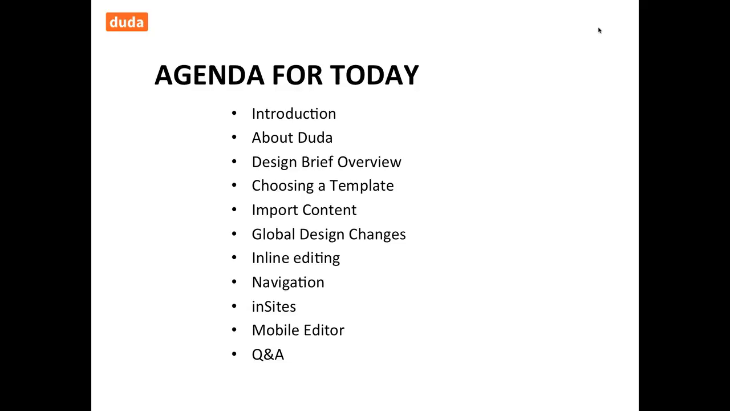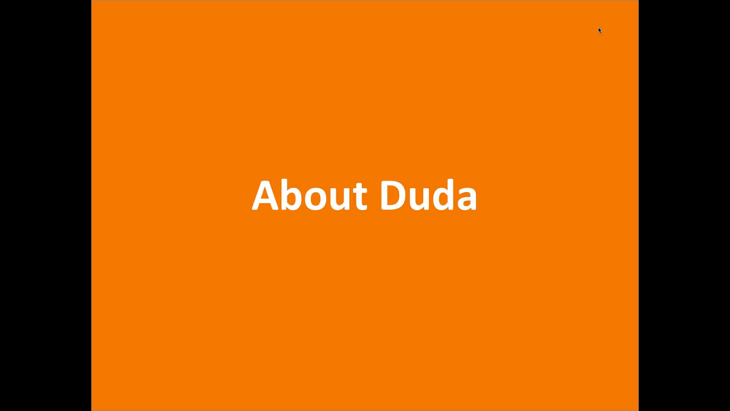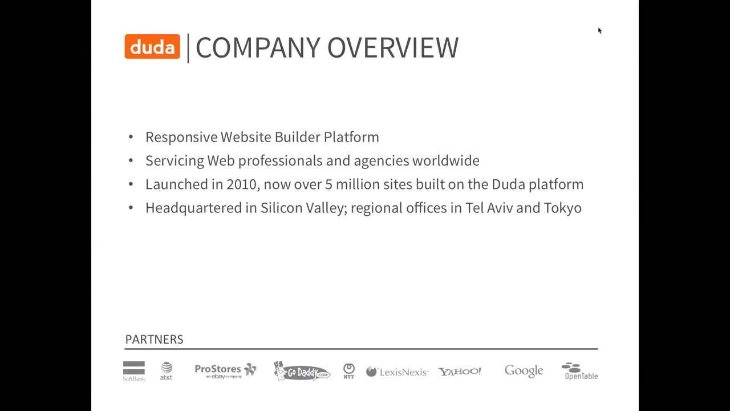Okay, so let's start off with a little bit about Doudna. We're actually here in Palo Alto, California. We're a responsive website builder platform. That's what we're primarily known for, but we do have a mobile website platform as well, which we'll talk about in a moment. We're really targeted for web professionals, web agencies, and designers who make websites for other people. That's really who we target.